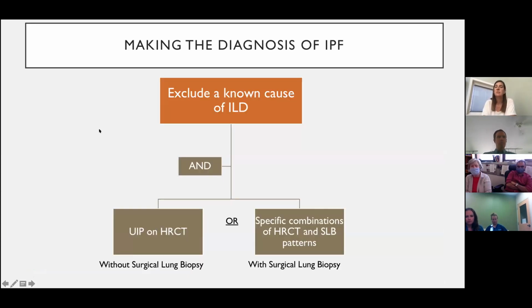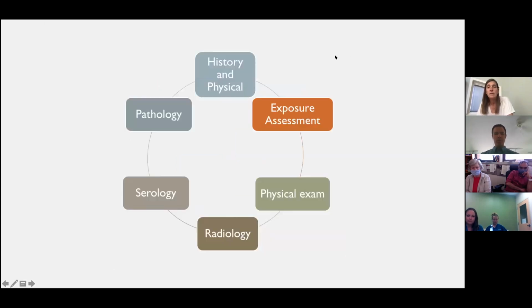So in more simplistic terms, making the diagnosis of IPF is excluding the known cause and having UIP on a CT scan, or having the right combinations of CT scan findings and surgical lung biopsy findings. So how do we do this? These are our tools in our toolbox, really.